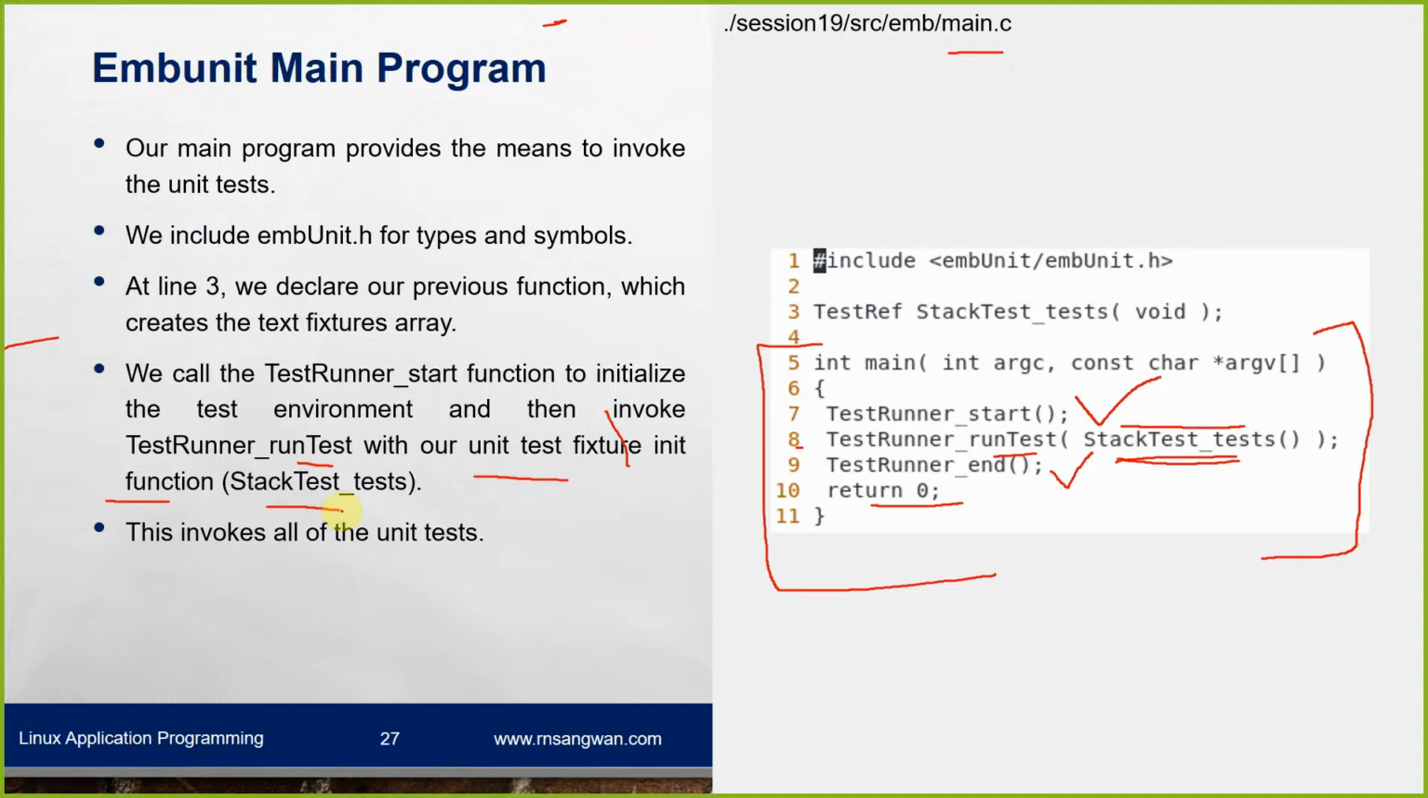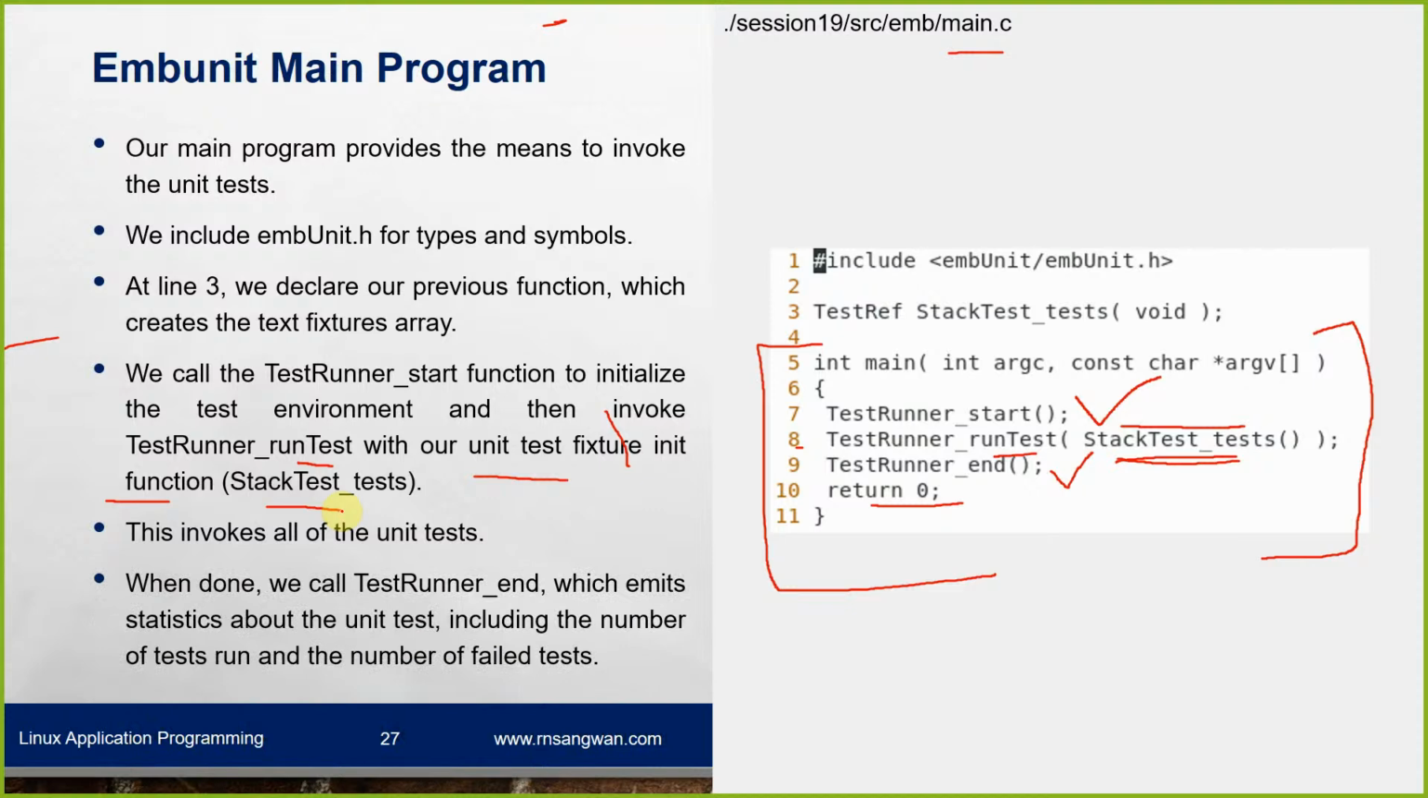Now you see the entire tree or hierarchy of the test and the main function, how the other functions are called and how the entire setup is working. When done, we call the test runner end, which emits the statistics about the unit test, including the number of tests run and the number of tests which failed.